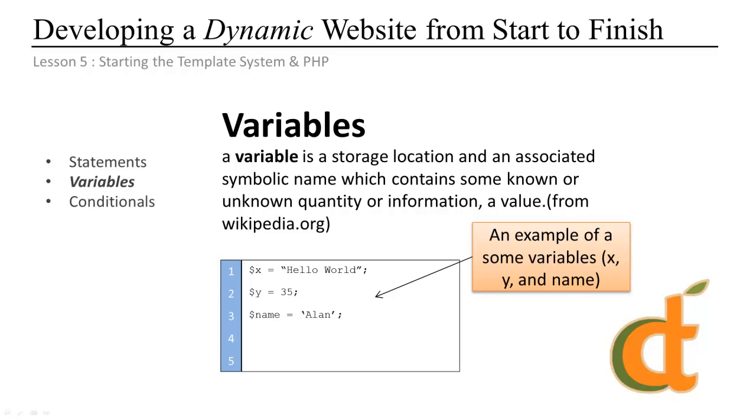That's the only way PHP will know that this, in fact, is a variable. So we have x is equal to the string hello world. Y is equal to 35, which is a numeric value. And name we have equal to Alan. I show both quotes here. These are both strings. Both x and name are both strings. The quotes are used for different purposes, and we'll get into that later. I only put them in here just to get you familiar with seeing both single and double quotes.